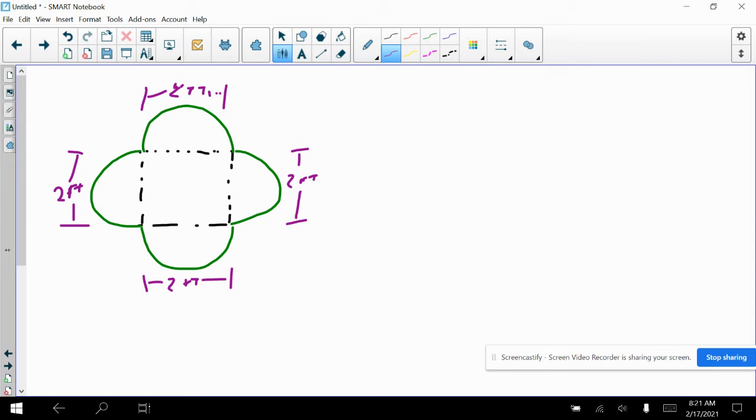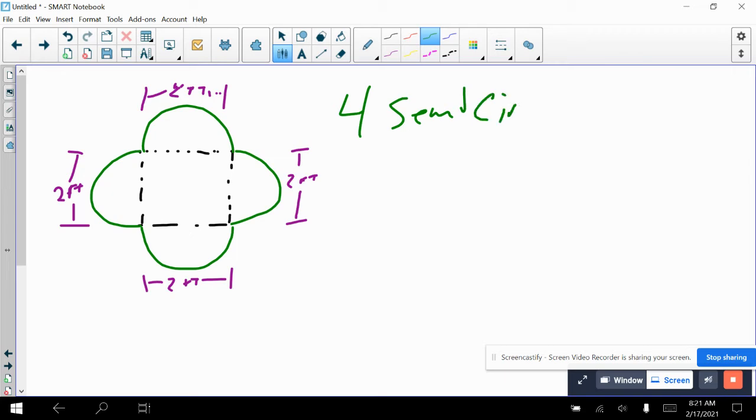Okay. What's your plan? Well, first of all, what shapes do you have? How many? Okay, you have 4 semicircles. Is that all you got? What else you got? You got a square, if you can't see that. Your square is in the middle.